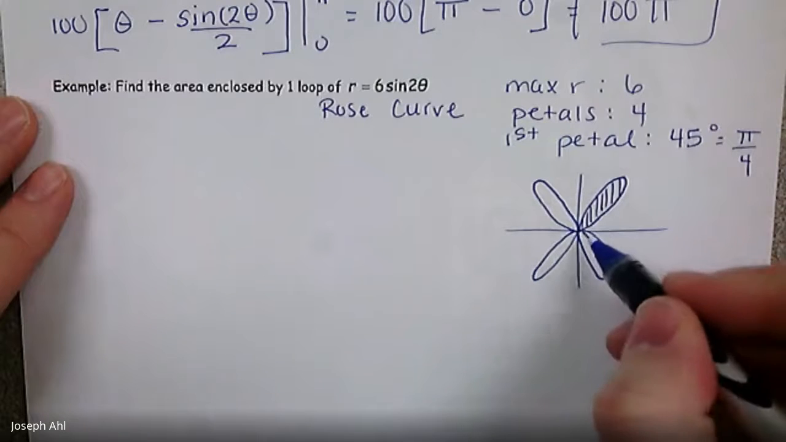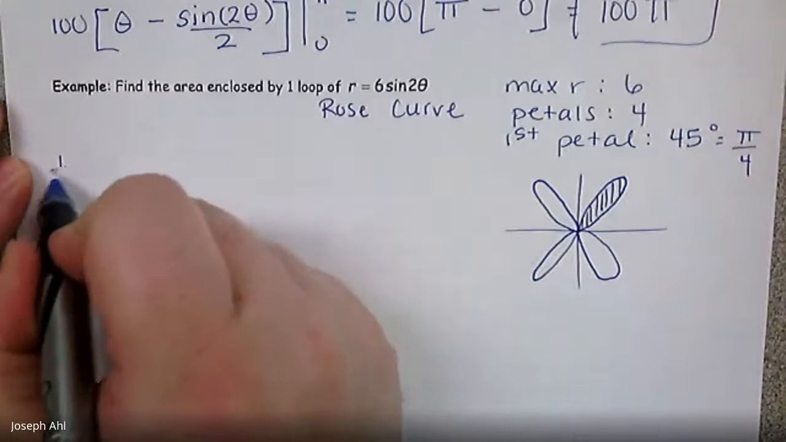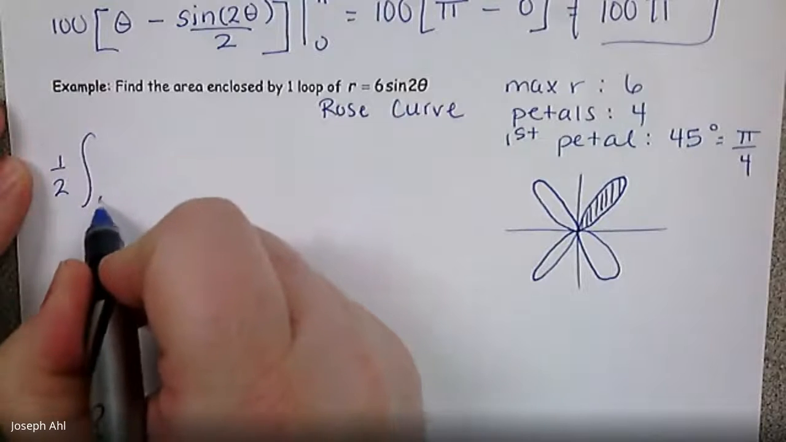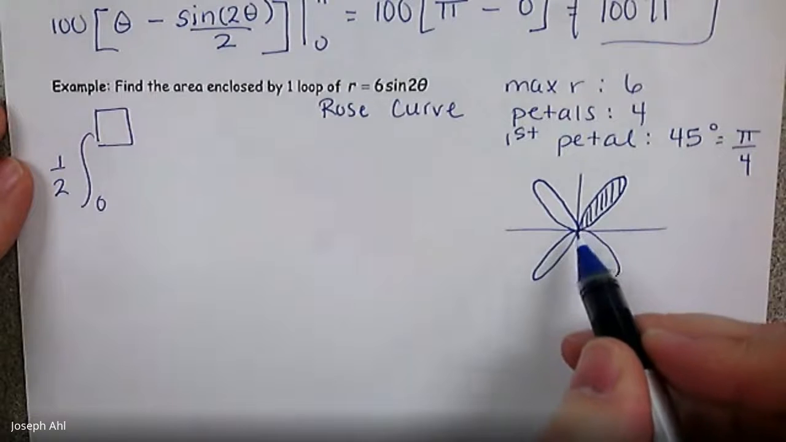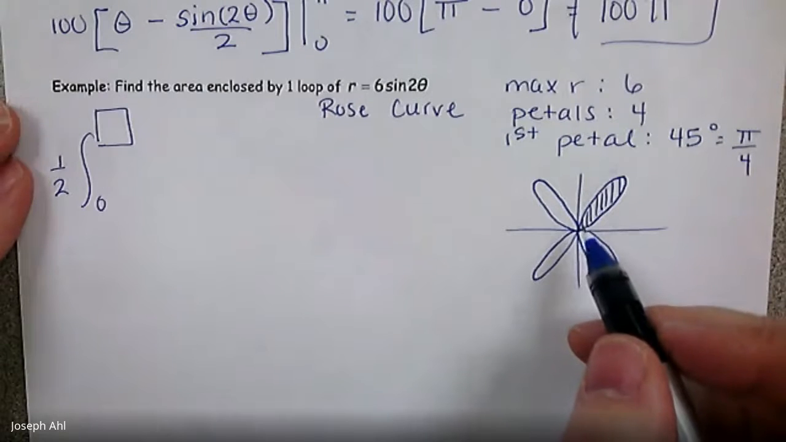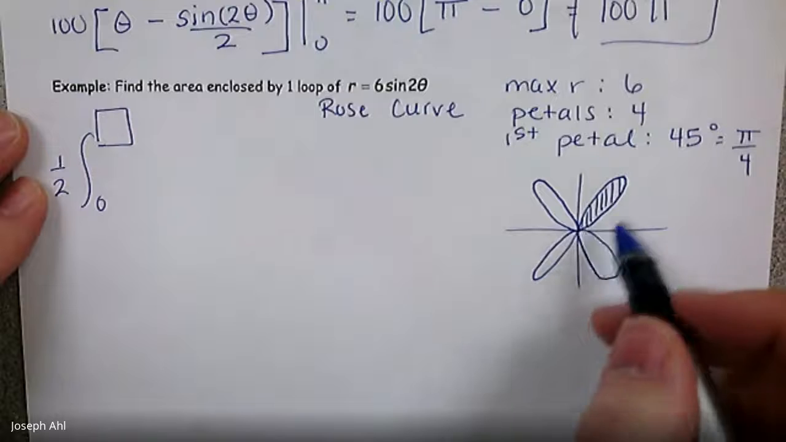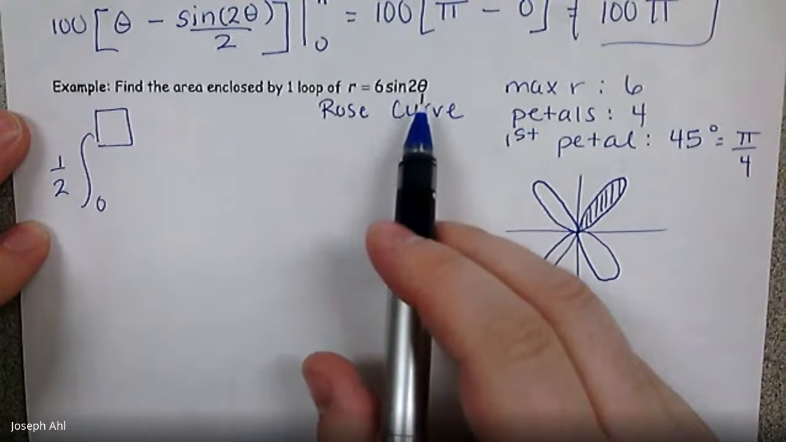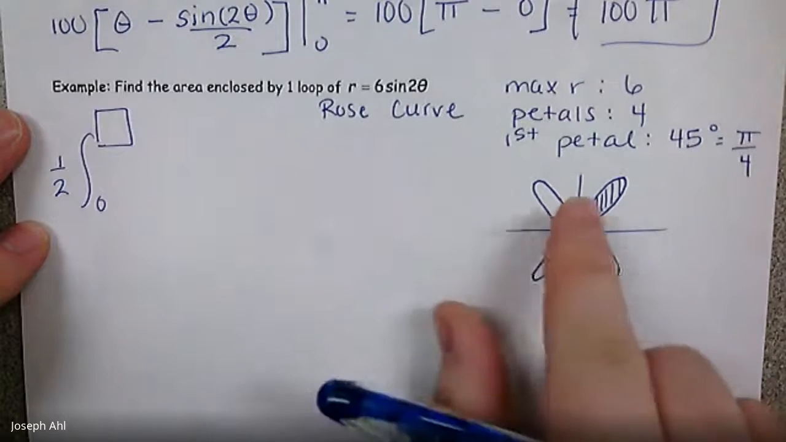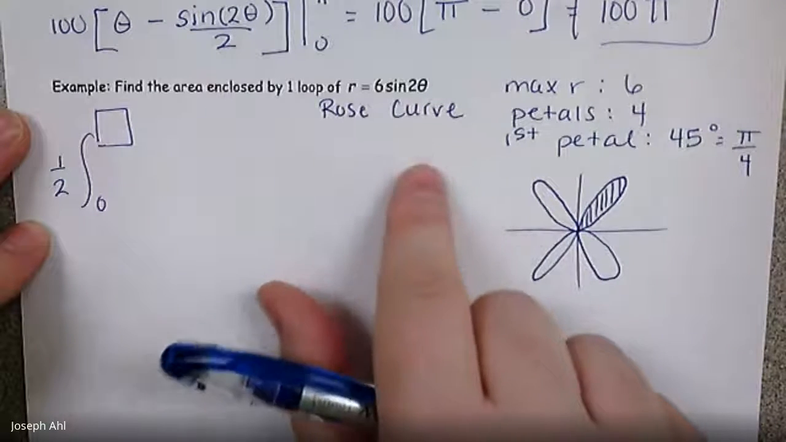Okay, so I know that I'm going to say that this is 1/2 the integral from 0 to, well, I know that this loop starts at 0, but how do I know when that loop is finished? What do I have to plug in to get back to 0 again? Well, it turns out that the next place the sine curve would equal 0, if I think about a sine curve, is pi.